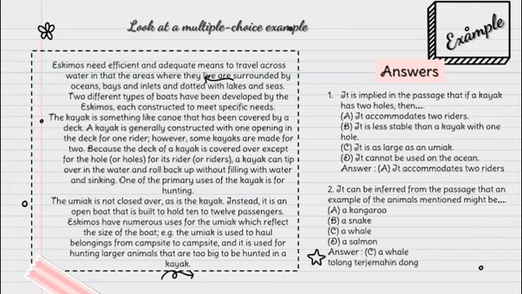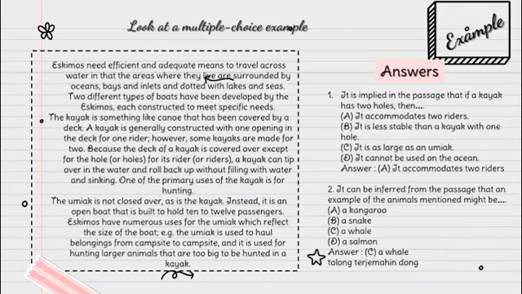Answers. 1. It is implied in the passage that if a kayak has two holes, then A. It accommodates two riders. B. It is less stable than a kayak with one hole. C. It is as large as an umiak. D. It cannot be used on the ocean. Answer. A. It accommodates two riders.